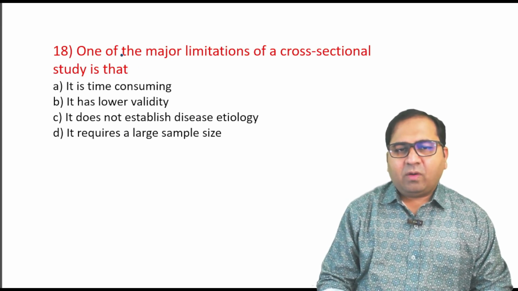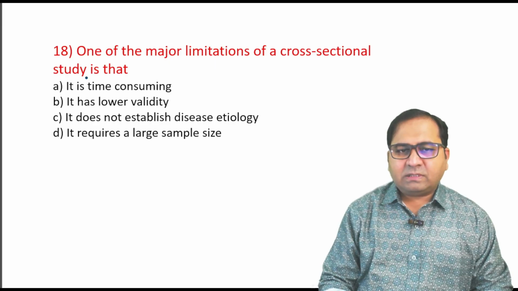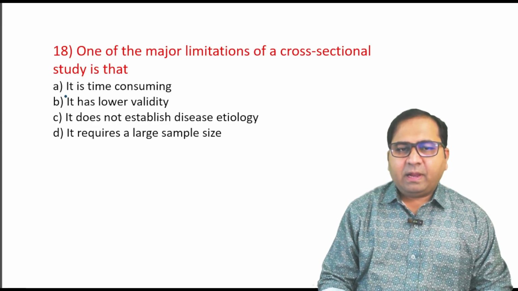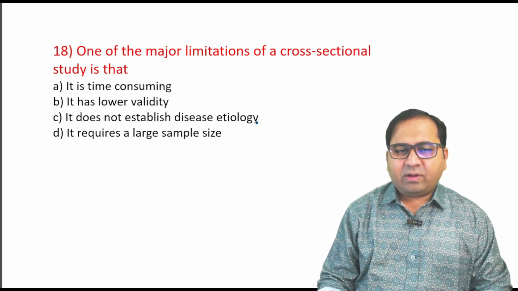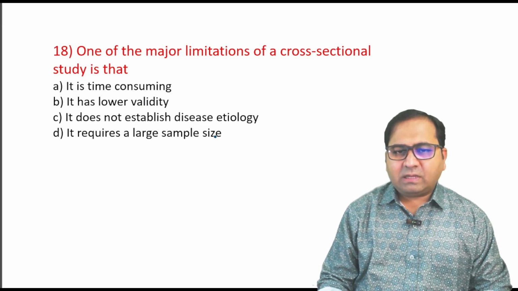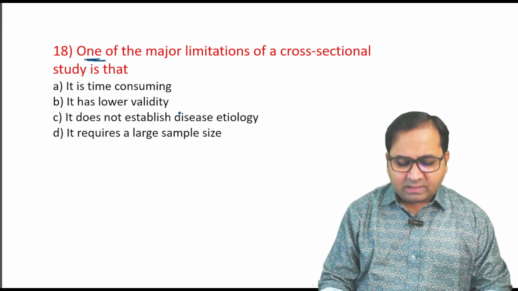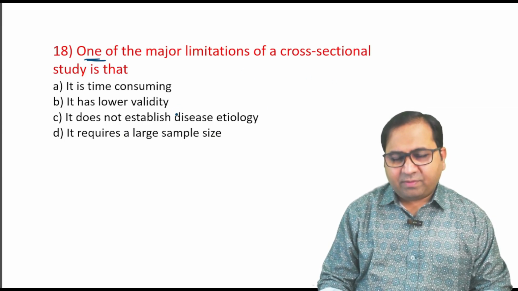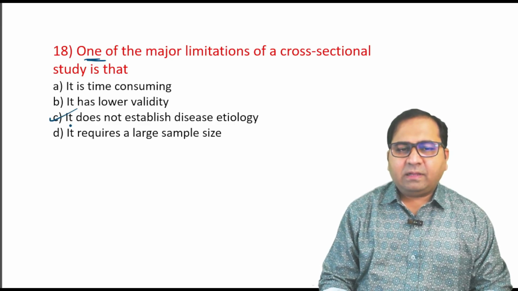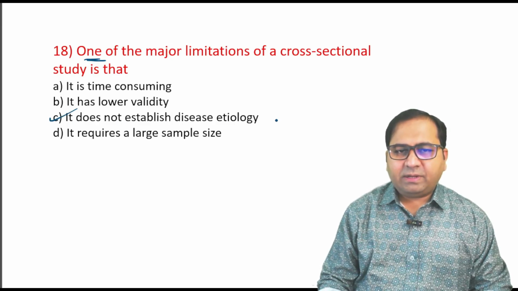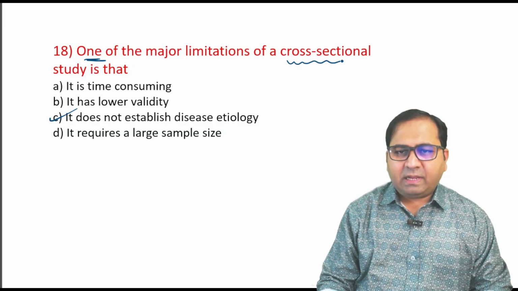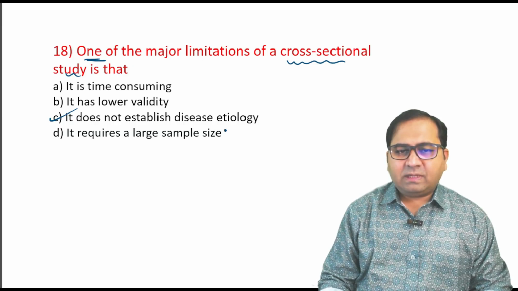Next question. One of the major limitations of a cross-sectional study is that, the options are A. It is time consuming, B. It has lower validity, C. It does not establish the disease etiology, or D. It requires a large sample size. So what is one disadvantage of a cross-sectional study? Among the options given, the answer is C, that it does not establish the disease etiology. Cross-sectional study does not establish the disease etiology. Please remember this point.